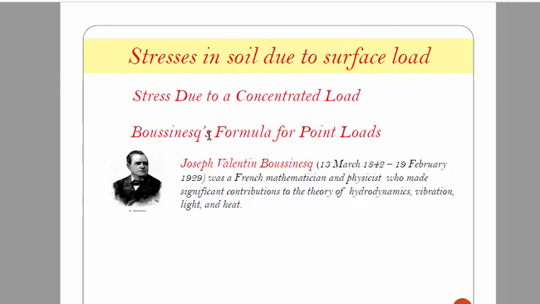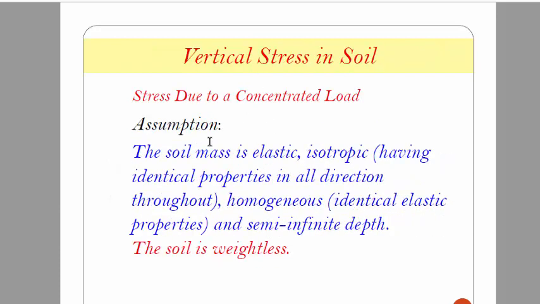The Boussinesq formula for the point load we discussed in the last class. Basically the formula is to calculate the vertical stress. The vertical stress means that when some load is applied to the soil, stresses are introduced due to that much load above the surface. These stresses are calculated as vertical stresses. The vertical stresses determine how much load the soil below the footing can take.